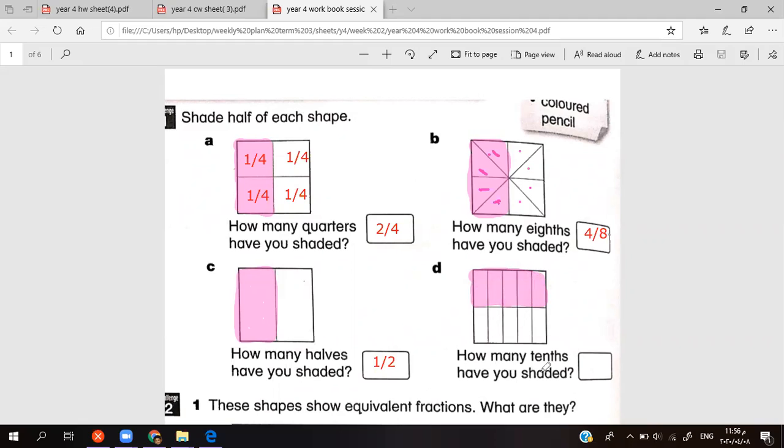Okay. How many tenths? Why tenths? Because I divided the shape into 10 parts. How many? 1, 2, 3, 4, 5. 5 from how many? 5 from 10. So it's called 5 tenths. Okay? These 4 fractions are equal to each other because it's the same size, right? Okay.